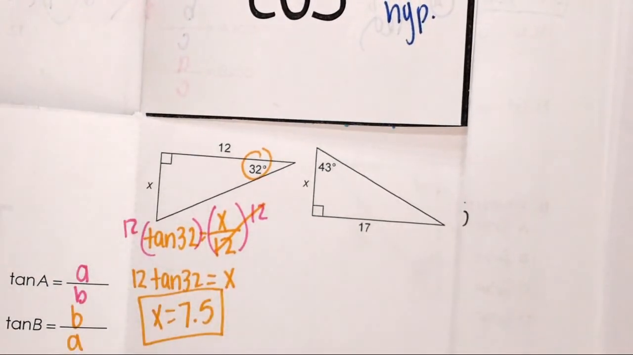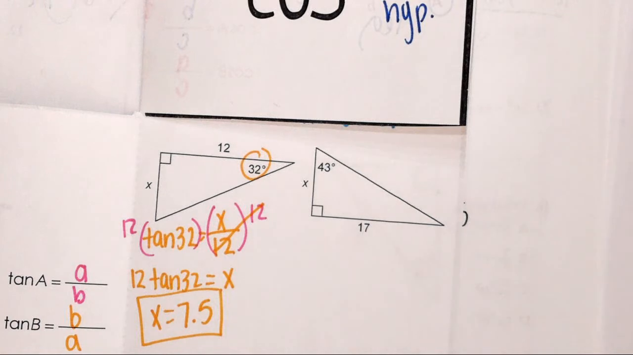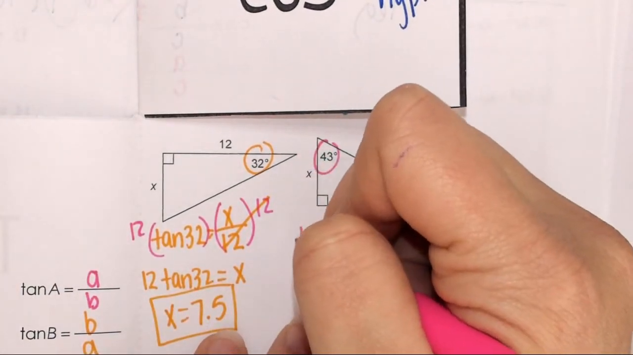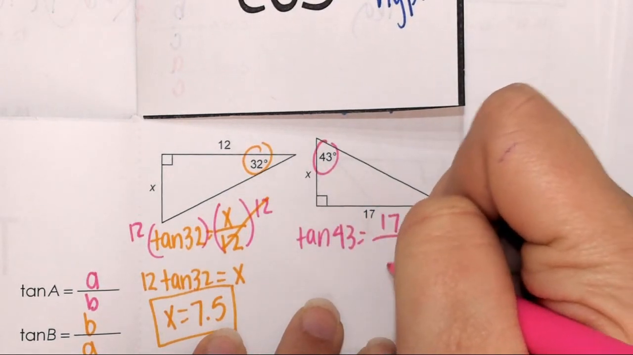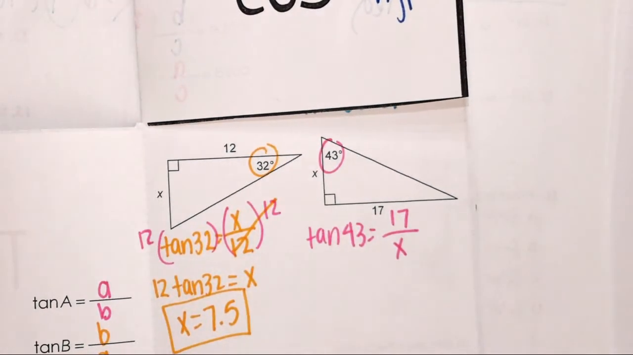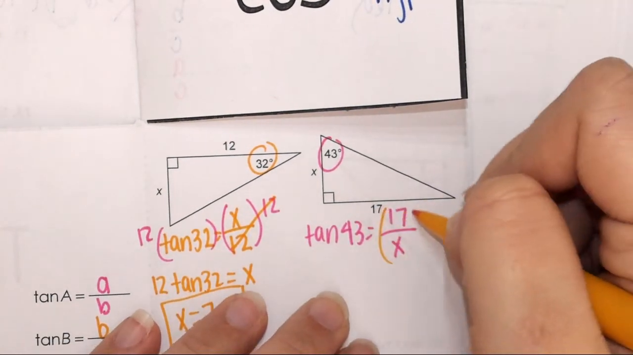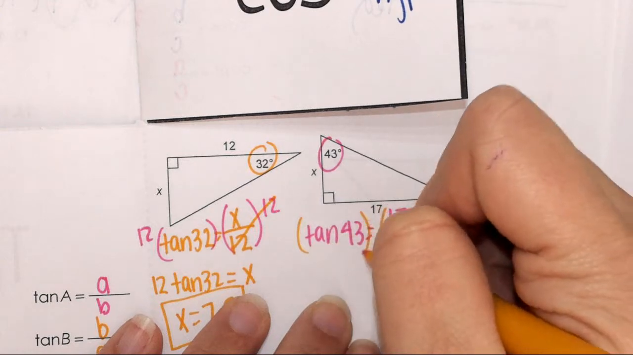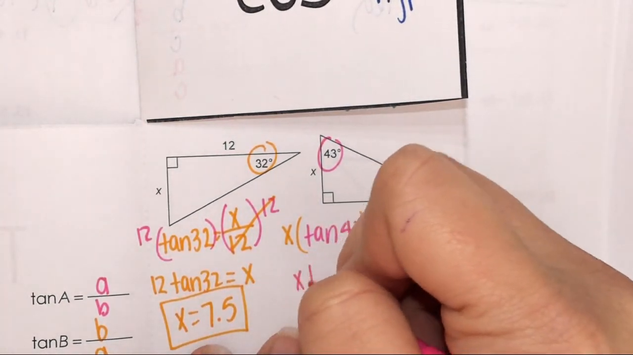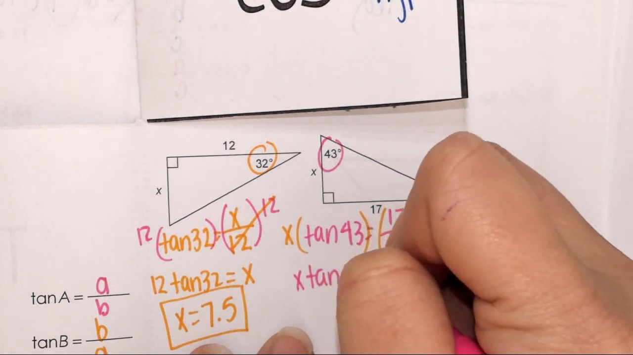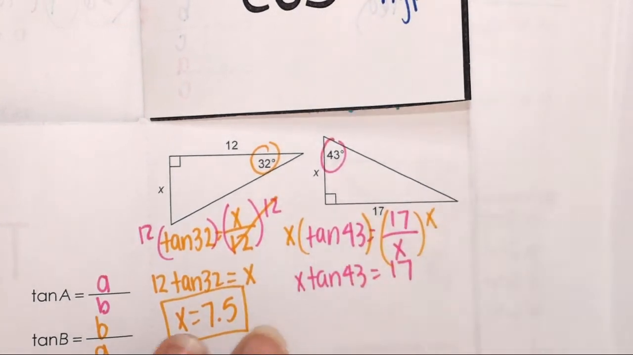Alright, now I'm going to work out my other problem. We know we use tangent because they don't give us what? The hypotenuse. So I have the tangent of 43 equals 17 divided by x. Now I got to get rid of my fraction, so this time I'm going to multiply both sides by x. And I get x tangent 43 equals 17.